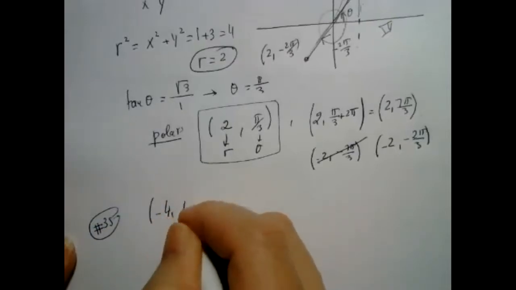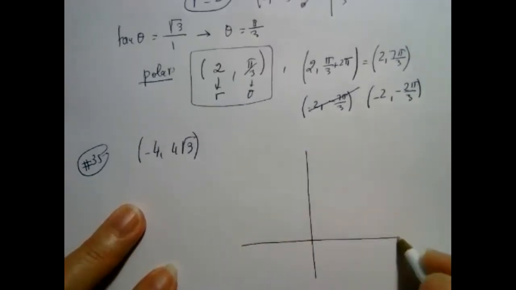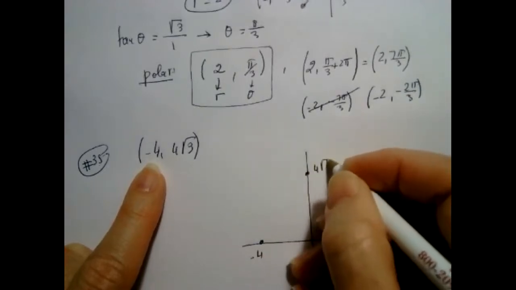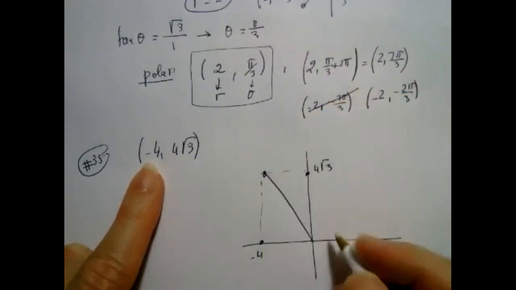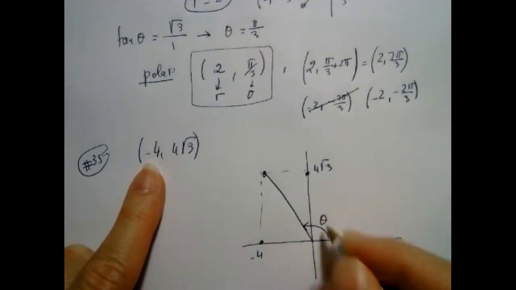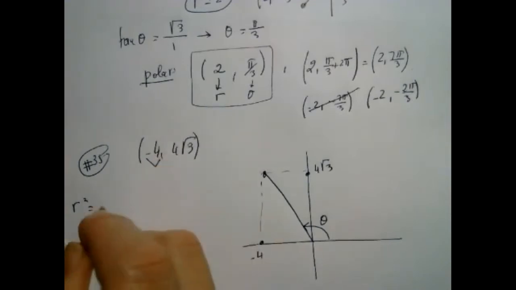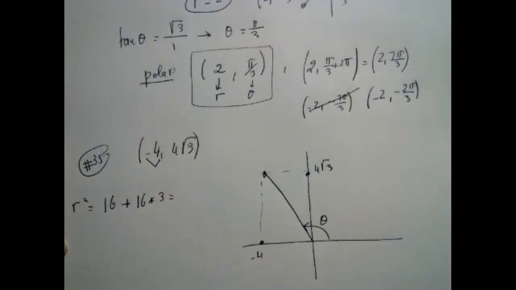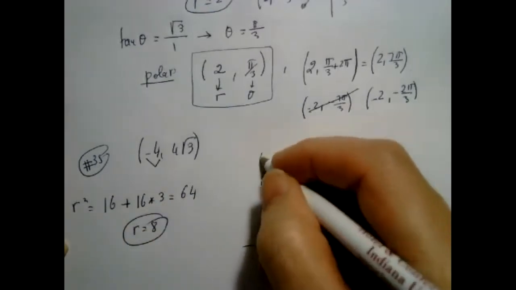The point is -4, square root of 3. Again, first step, you have to draw the point because of the problem with the tangent. -4 will put me here. 4 square root of 3 will put me here. And this is the point. Okay. Immediately here, my theta is in the second quadrant. So the r is easy. r squared is 16 plus 16 times 3, which is 48, which is going to give me 64. And my r is 8. So that's my r. This is the actual distance between the origin and my point.